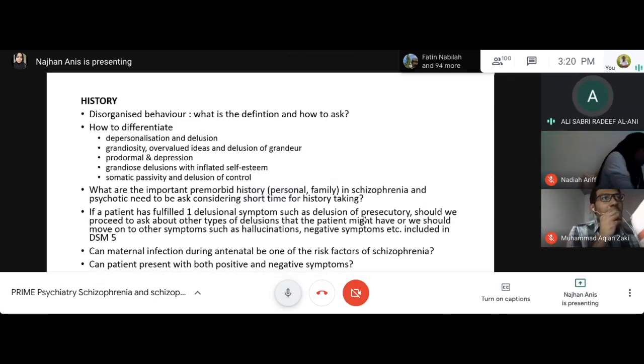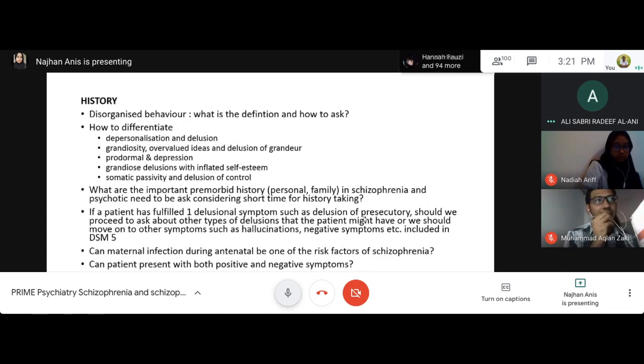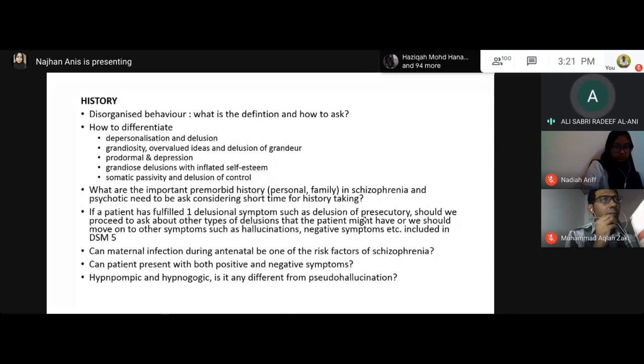Doctor, may I ask about something? Just now you mentioned that somatic passivity is a subset of the delusion of control. What are the other subsets under the delusion of control? Okay, as I told you, passivity experience and delusion of control are, in some books, the same experience. Under these passivity phenomena there are many subtypes, like made impulses, made feelings, made actions, and somatic passivity.